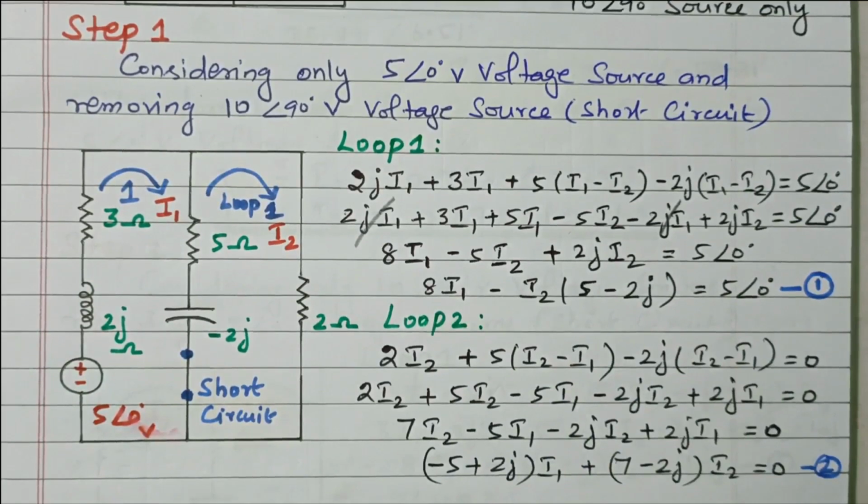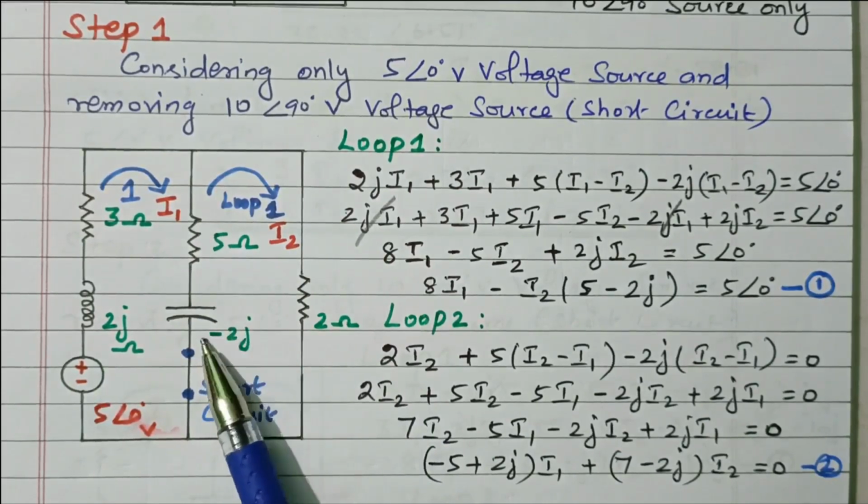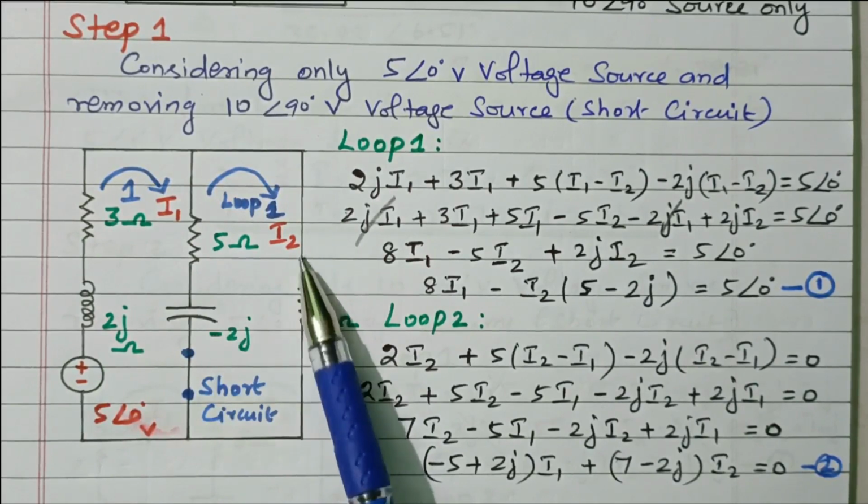Now we will apply Kirchhoff's voltage law to the second loop. In the second loop again this 5 ohm resistor and this capacitor have two currents flowing. In this 2 ohm resistor only I2 is flowing.